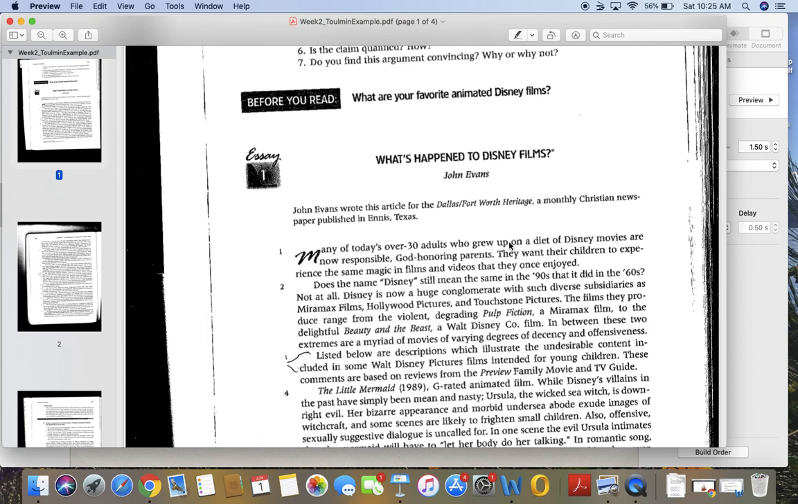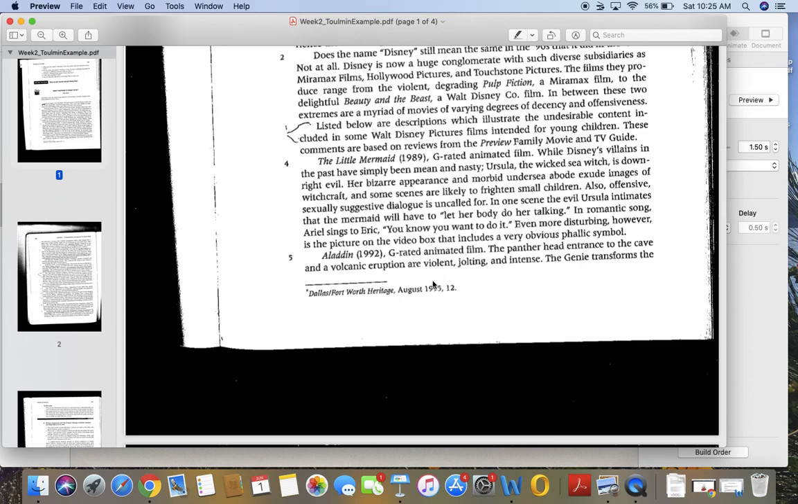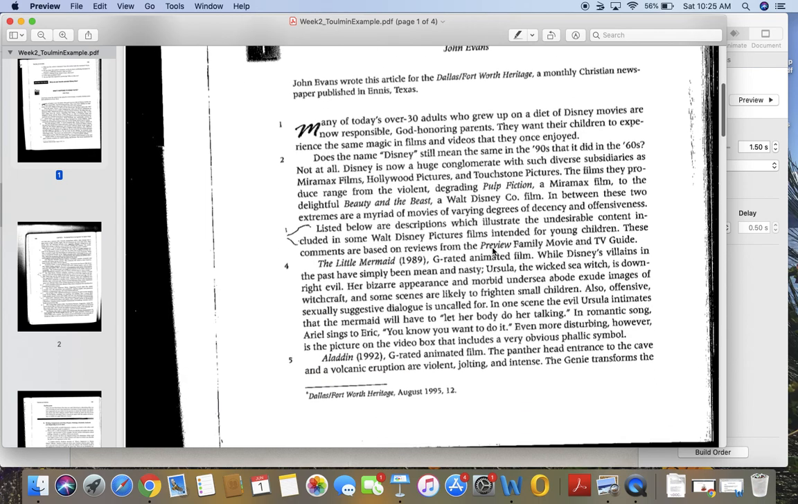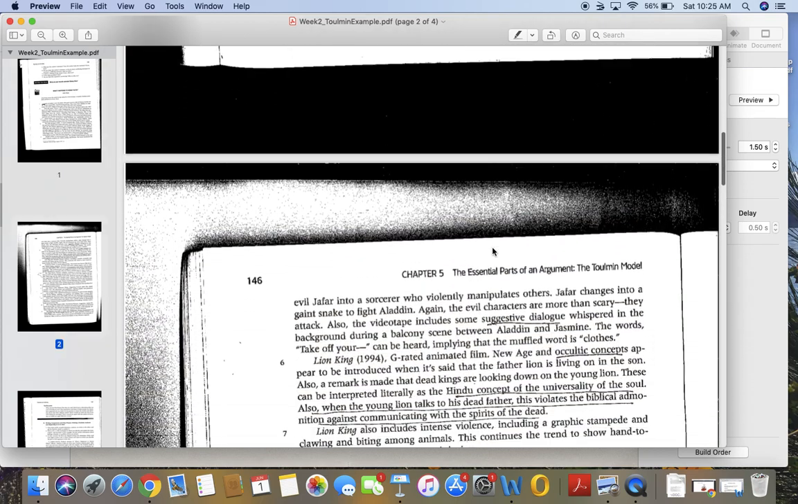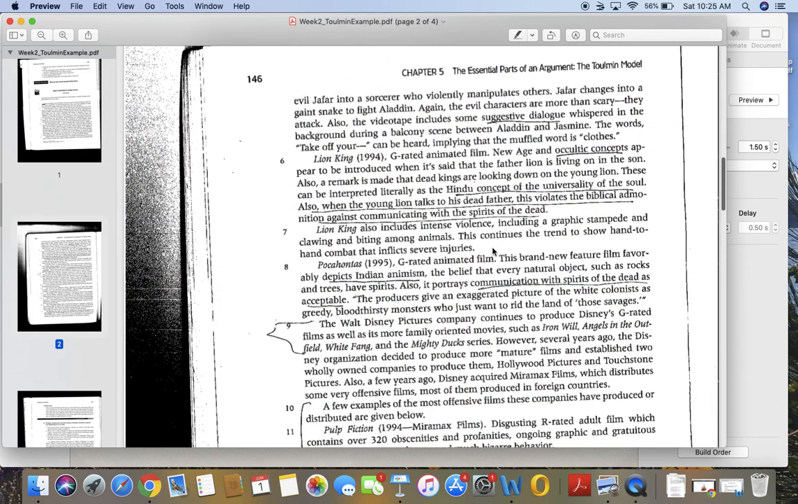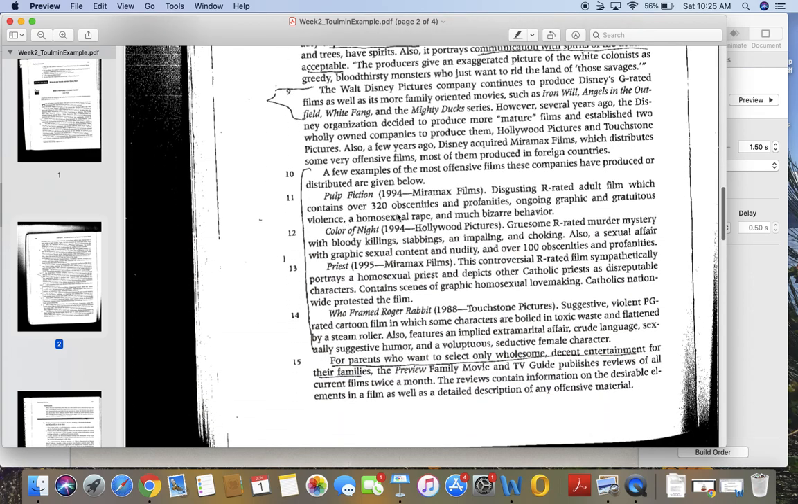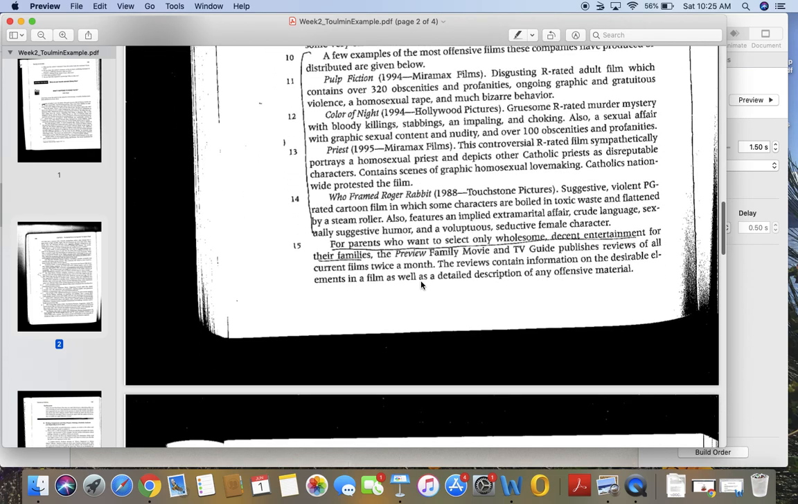provide it for you. This article is written by this guy, and he's writing for a Christian newspaper, saying that Disney films are no longer appropriate, that type of thing. You can see here that this was actually published in the 90s, so I don't know what he would say now. But anyway, as you read this article, he talks about why Disney is no longer good. He gives all these different examples of why he thinks Disney is bad, and he even talks about the Disney conglomerates that make other types of movies. And so that's his whole argument.